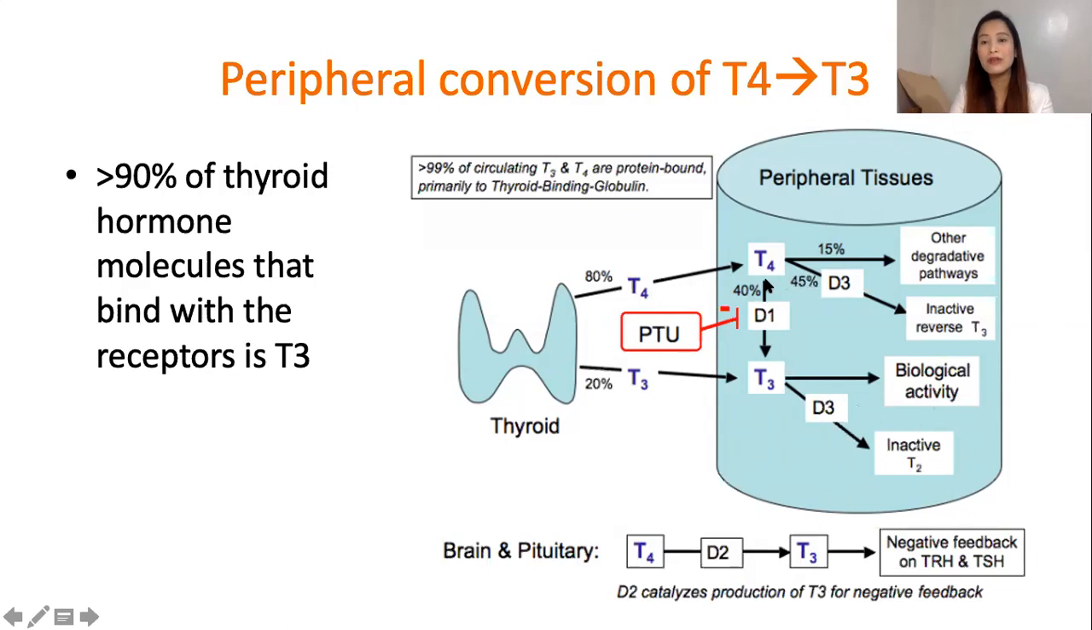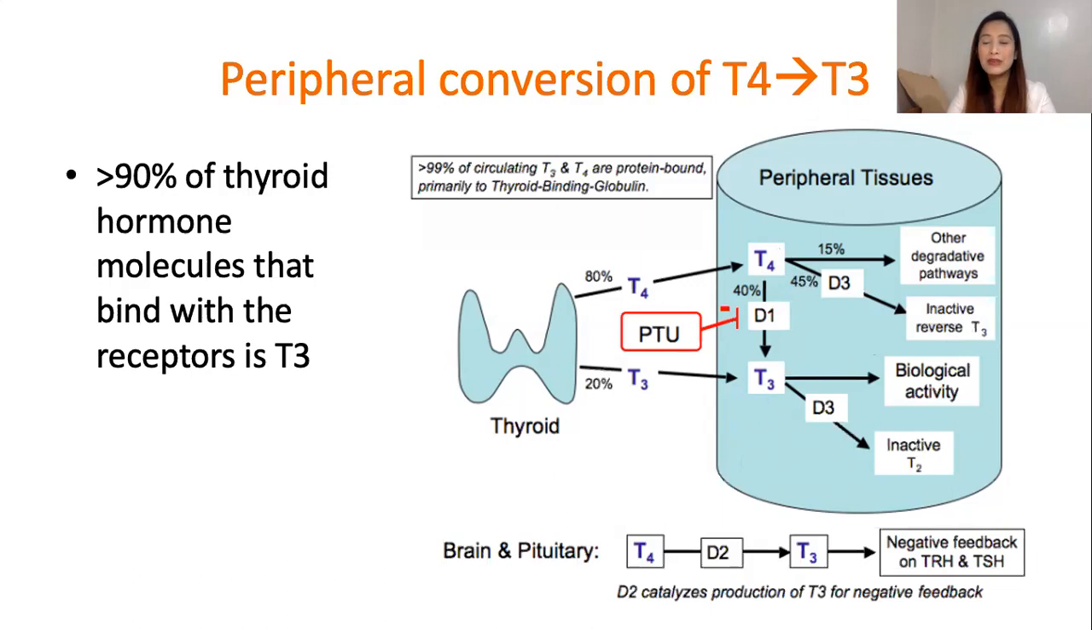Sometimes your T4 will be acted upon by your deiodinase enzyme 3, or D3, and this inactivates your T4 to reverse T3, which does not have any significant biologic activity. Your T3 can also be deactivated by your D3 to inactive T2. So your D3 is the enzyme responsible for metabolizing your T4 and your T3 in the peripheral tissue.